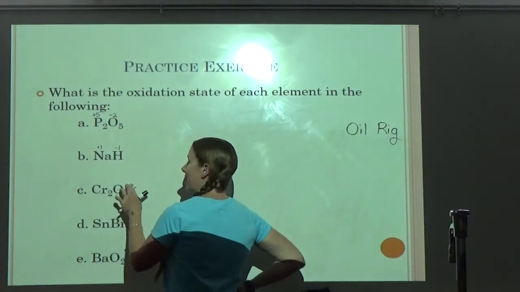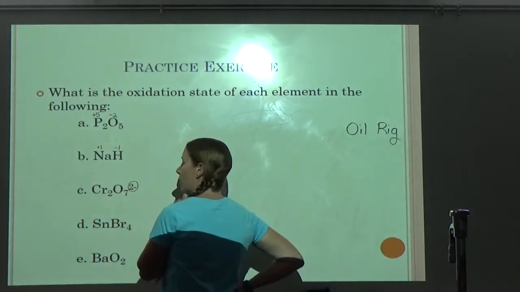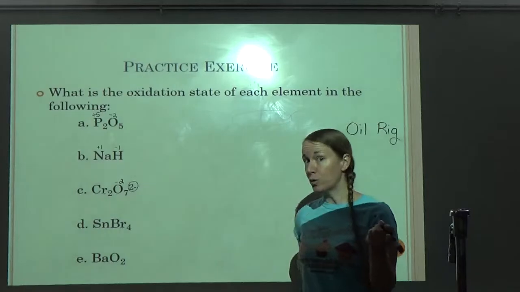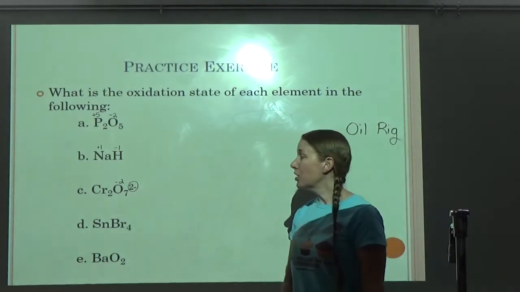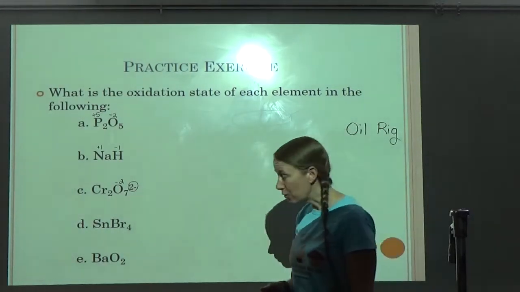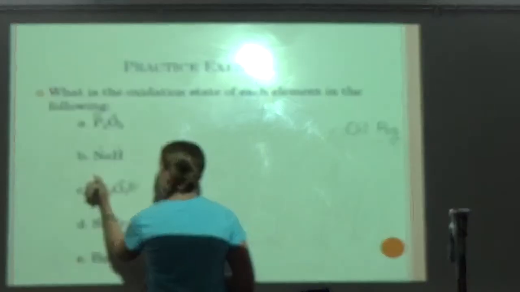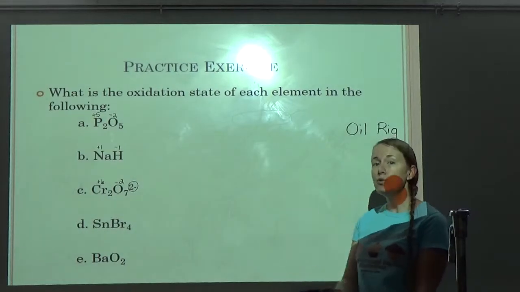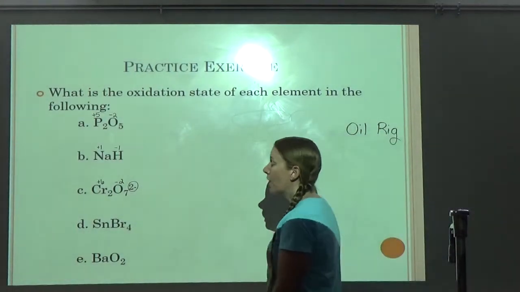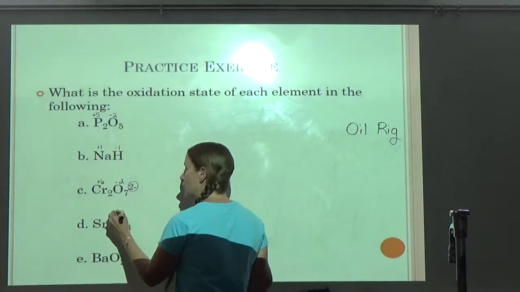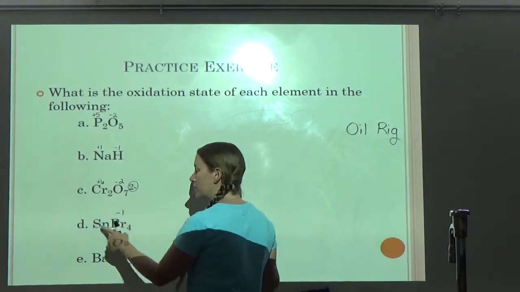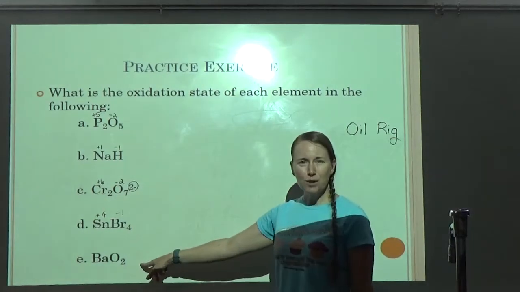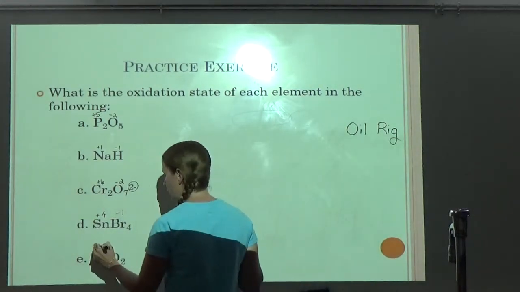All right, so here, we have to have a -2 charge overall. Oxygen's -2, but there are 7 of them. So that's -14. To get a -2 charge, I need +12. But there's 2 of them, so they will each be +6. Okay, and y'all, you've got to get to where you can do these pretty quickly. All right, here, Br is a halogen, so it's -1. There's 4 of them, so the other element has to be +4. Then our last one, barium is +2.